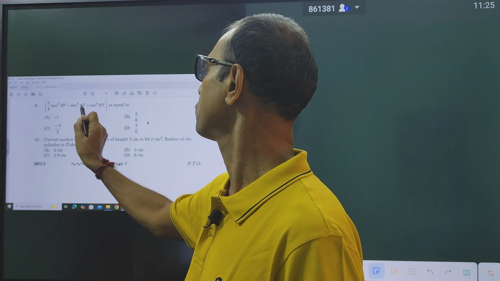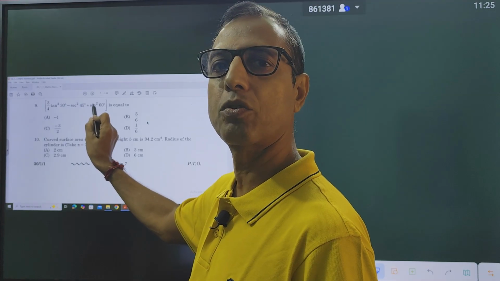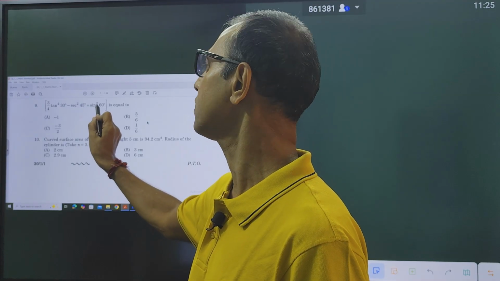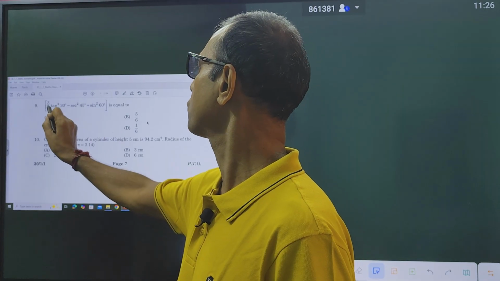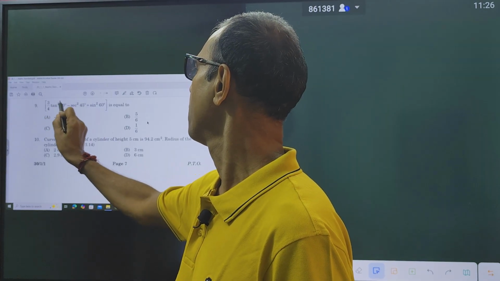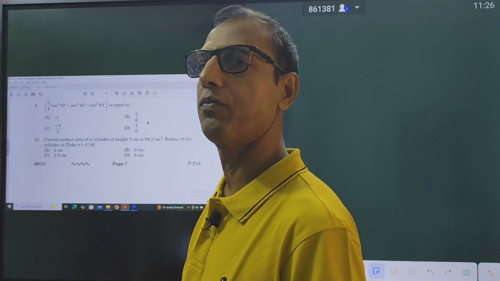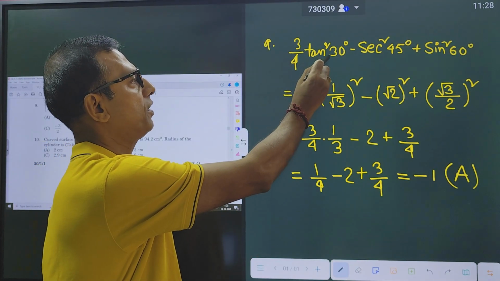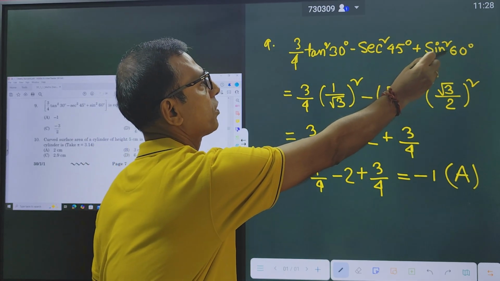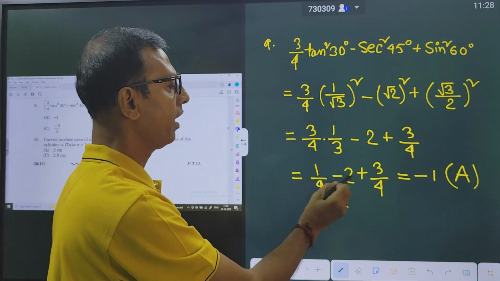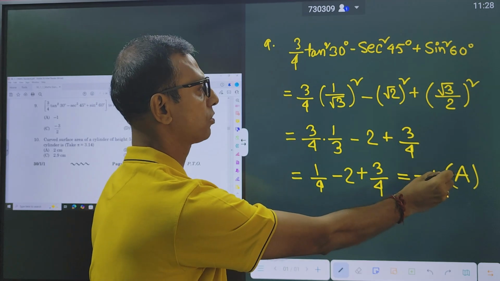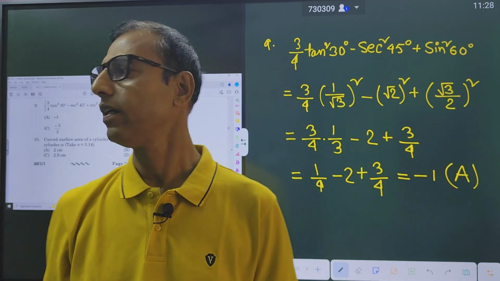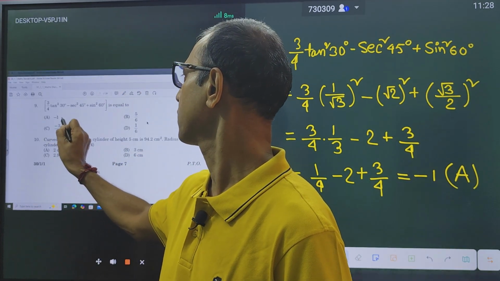So 1 by 4 minus 2 plus sin 60 means root 3 by 2. So sin square 60 degree means 3 by 4. So that is 1 by 4 minus 2 plus 3 by 4. So this is what? 3 by 4 tan square 30 degree minus sec square 45 degree plus sin square 60 degree. I have put all the values here, and then the answer is minus 1. So it is 9A. 9A is the answer, this one.